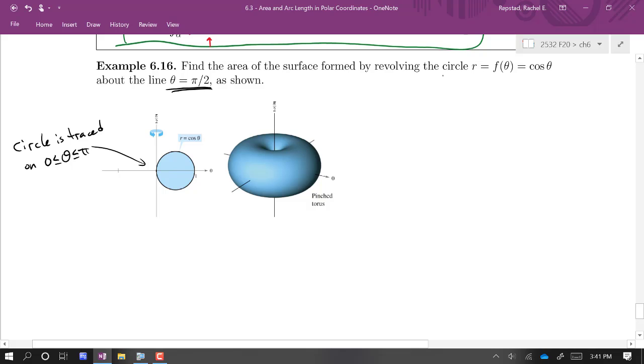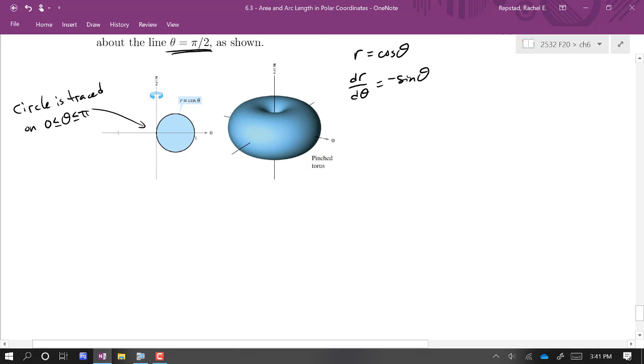So r is equal to cosine theta. dr d theta is minus sine theta. So our formula, I'm actually just going to write out the formula first. Alpha to beta, r cosine theta times the square root of r squared plus dr d theta squared d theta.